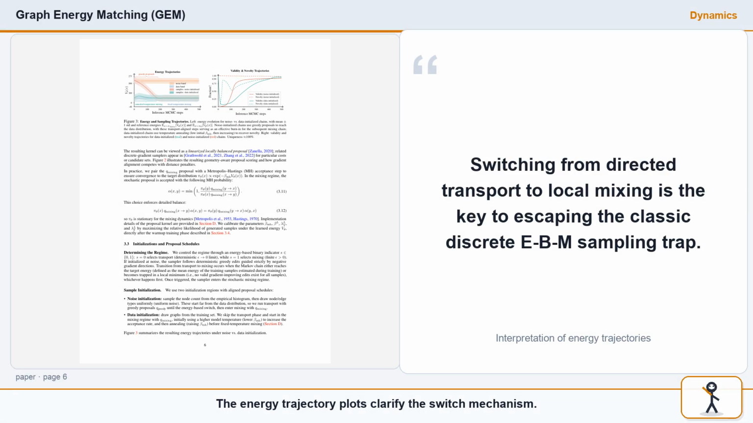The energy trajectory plots clarify the switch mechanism. Transport rapidly drops energy from noise-like states, while mixing stabilizes and explores locally. The annealed switch outperforms fixed-temperature alternatives in balancing speed and final fidelity.